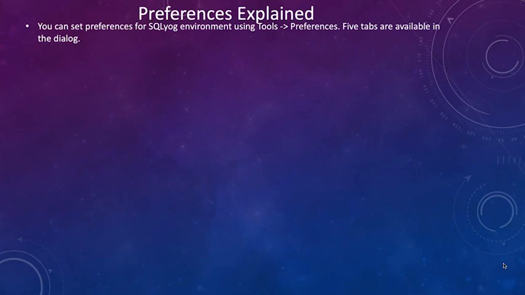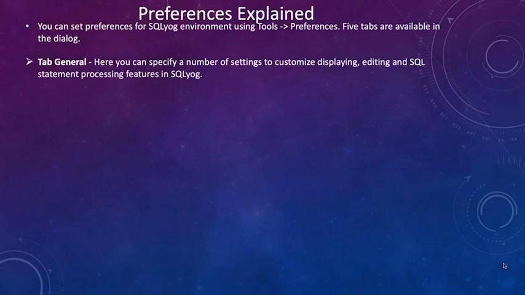So you can set preferences for the SQLyog environment using Tools, Preferences. 5 types are available in the dialog. There is a General tab.